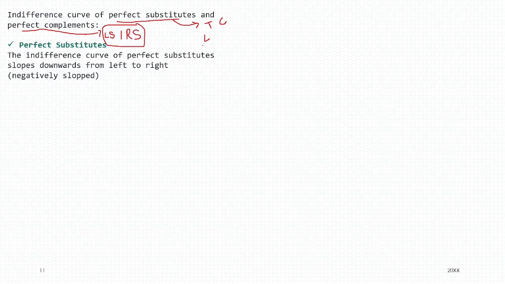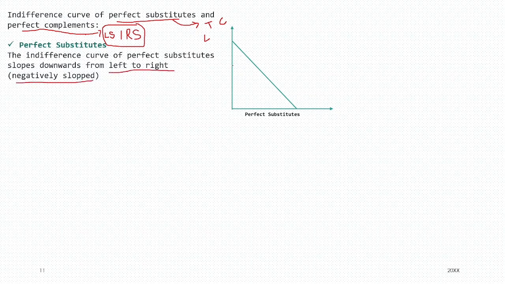Now let's look at the indifference curve of perfect substitutes and perfect complements. For perfect substitutes, the indifference curve is declining, with a negative slope from left to right. So this is the perfect substitutes graph. As you can see, we are replacing. If we increase the quantity of x, then we have to decrease the quantity of y. So this is obvious. Then comes the indifference curve of perfect complements, which is L-shaped.